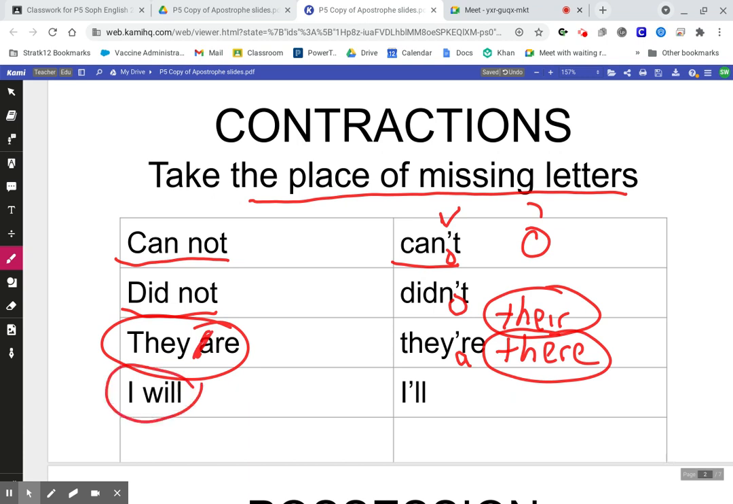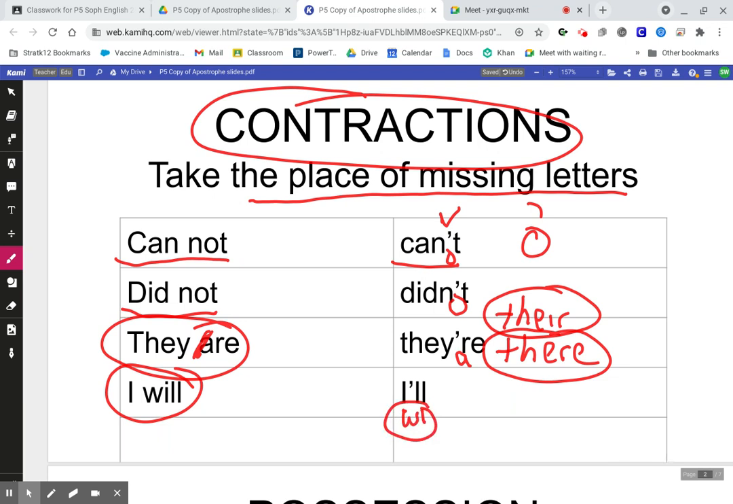I will turns into I'll, because not only is it missing one letter, it's actually missing two letters. The W and the I in I will are missing. So you can use apostrophes in contractions to take the place of missing letters. Are there any questions about how you use apostrophes in contractions?